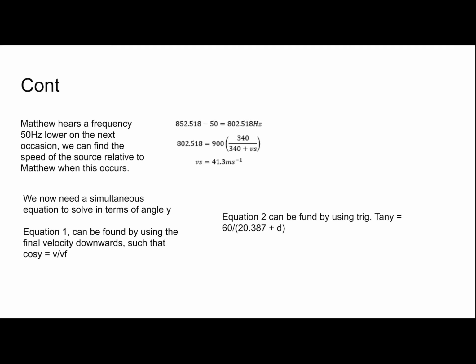Equation 2 can be found by using trig. So if we look at the triangle, that right angle triangle, we can see that tan of y equals 60 over, so that's the opposite side. The adjacent side would be the distance traveled in the first instance, which is 20.387 meters, plus the distance traveled between the two times, which is d. We'll call it distance d, and distance d is what we want to find as our final answer.